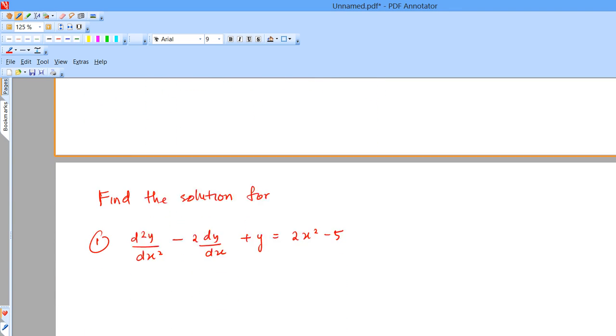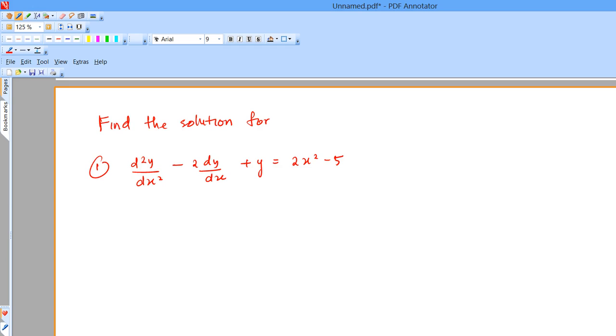Okay, next we move to the first example. We want to find the solution for d²y/dx² - 2 dy/dx + y = 2x² - 5. We can see that on the right hand side f(x) is quadratic.